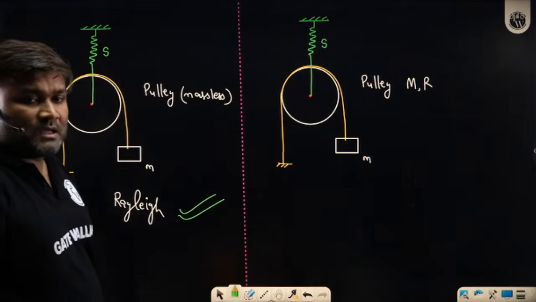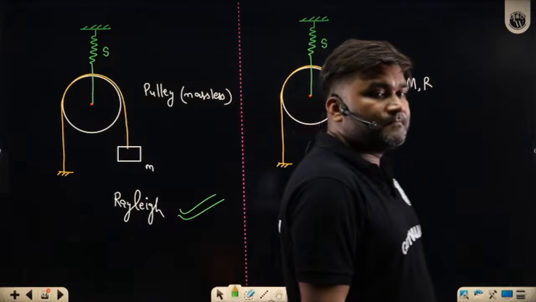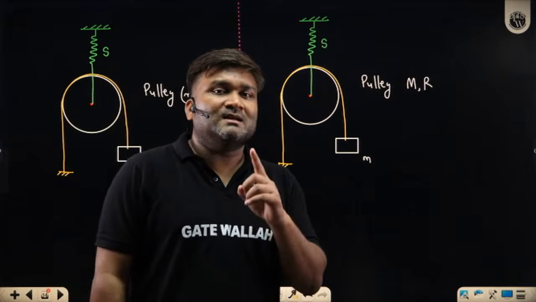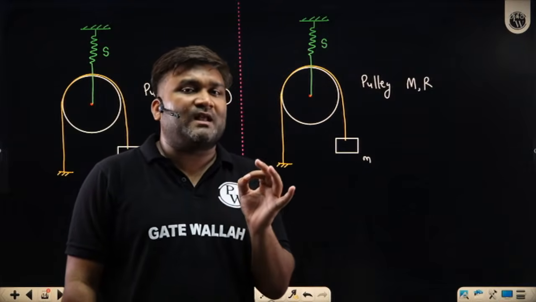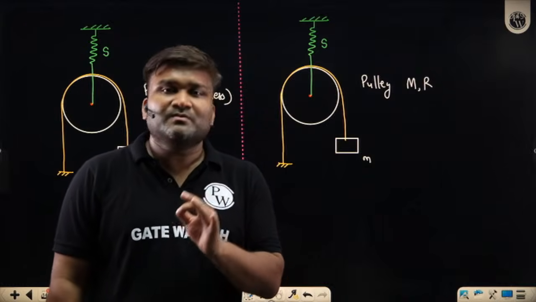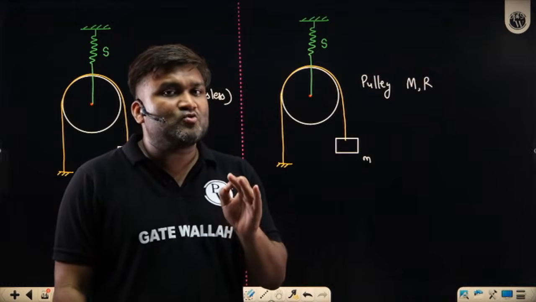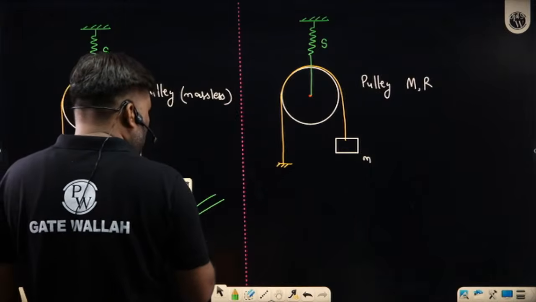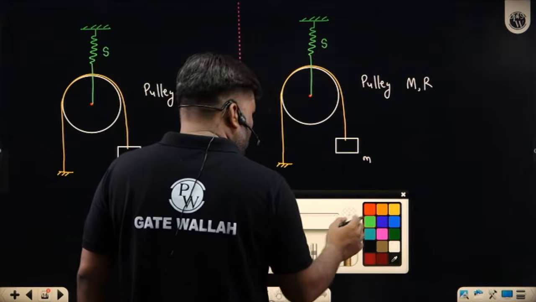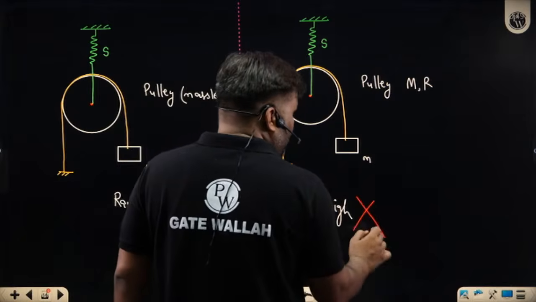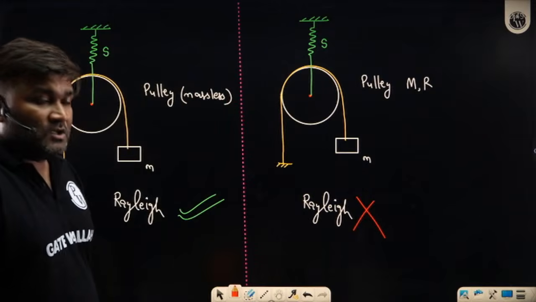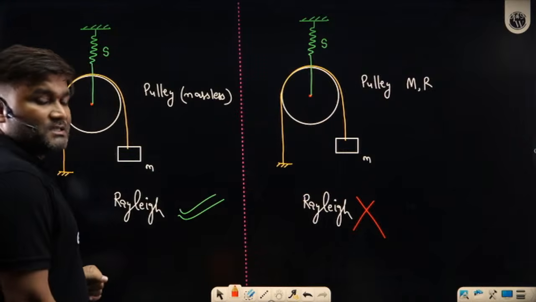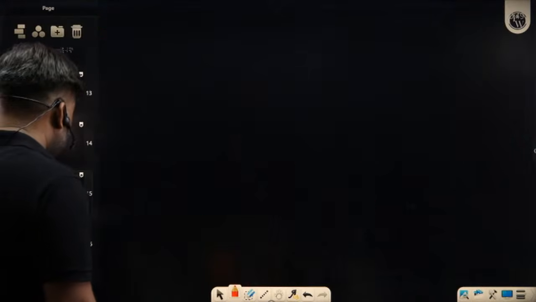What about this? Can you apply Rayleigh method here also? No, sir. Why? Because now we are having multiple masses. Rayleigh method can give you answers only in those situations where we have a spring mass system, only one mass, and that too concentrated. We are having multiple masses. So can I apply Rayleigh method here? No, not at all. Rayleigh method cannot be applied now. So to solve these kinds of questions, we have another method, which is the energy method.